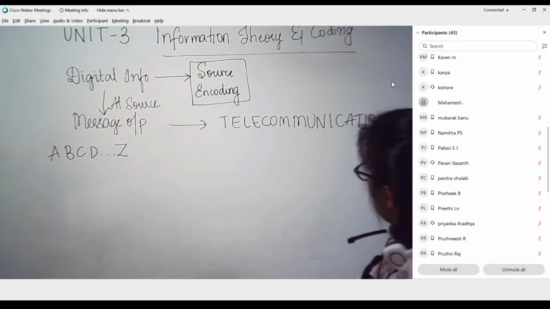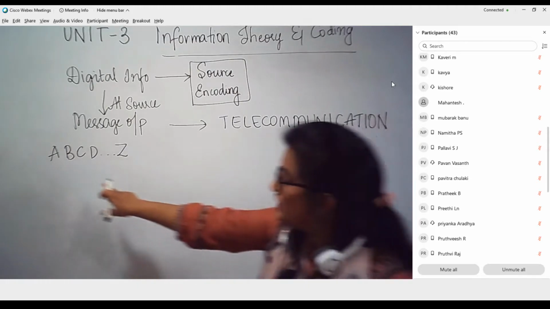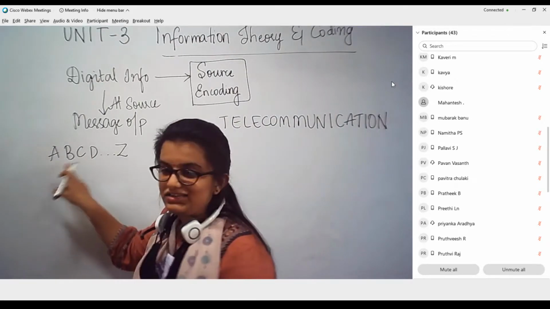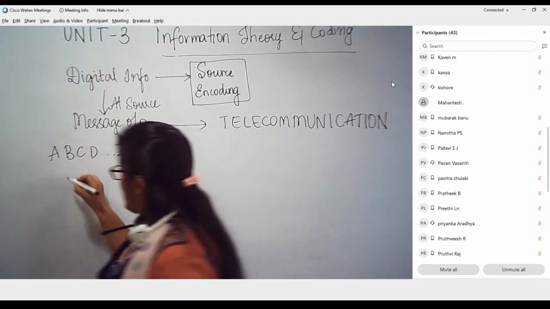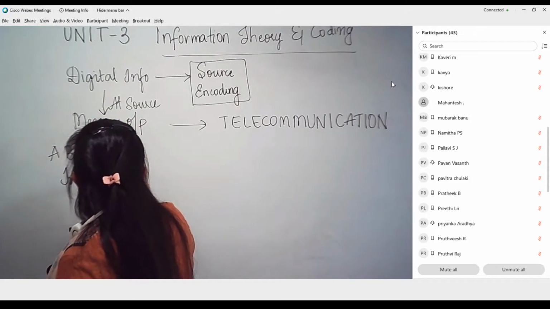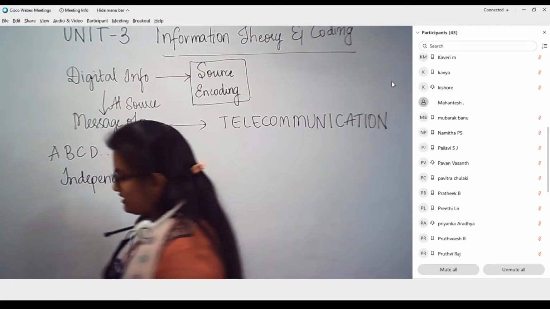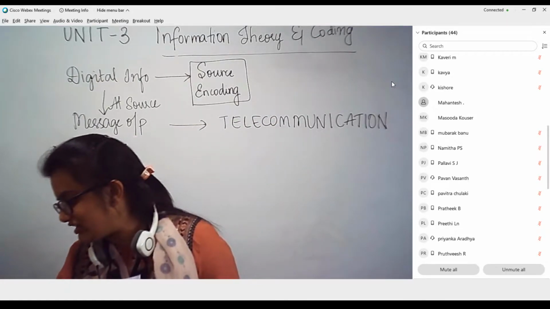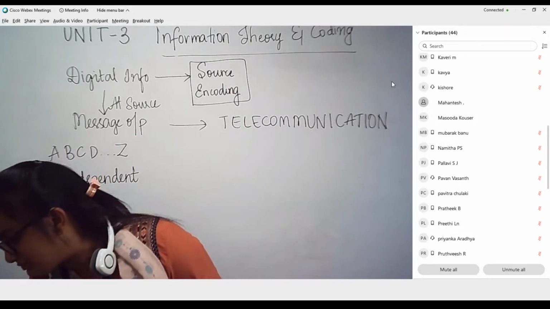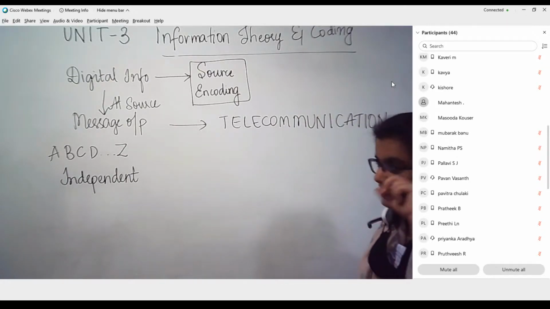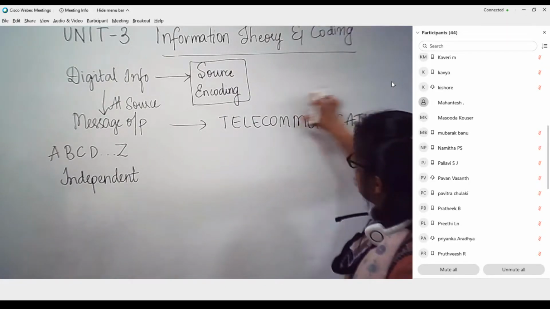Now, the occurrence of A does not depend on the occurrence of P. So the occurrence of each one of these alphabets is independent of each other. I consider each one of these letters or alphabets to be generated independently. The occurrence of one does not really depend on the occurrence of the other. Okay, so I can reduce this amount.